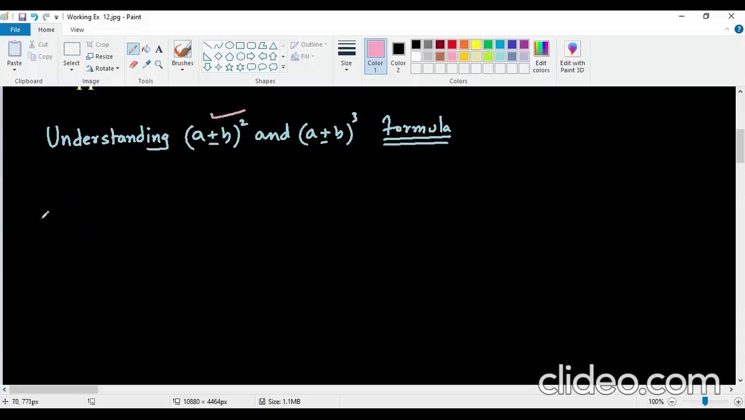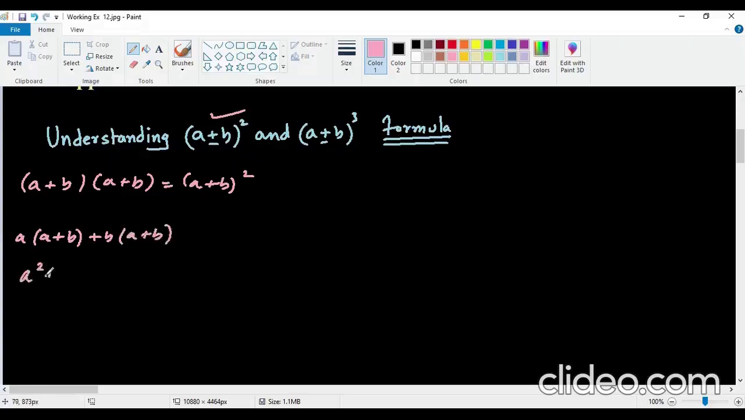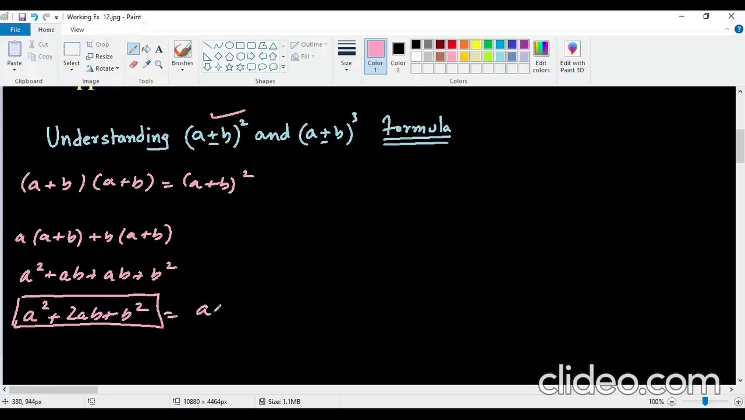As you can see, in here, if a plus b is multiplied by a plus b, it's called a plus b whole square. This actually means that you are multiplying a with a plus b first and then plus b again with a plus b. So this gives you a square plus ab and plus ab and plus b square. So ultimately this gives you a square plus 2ab plus b square. So this is the formula of a plus b whole square, like this.